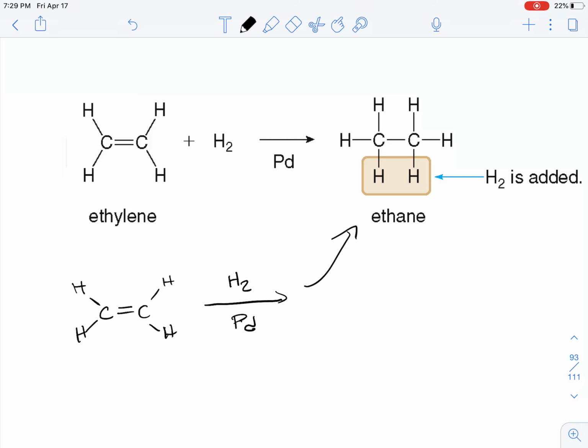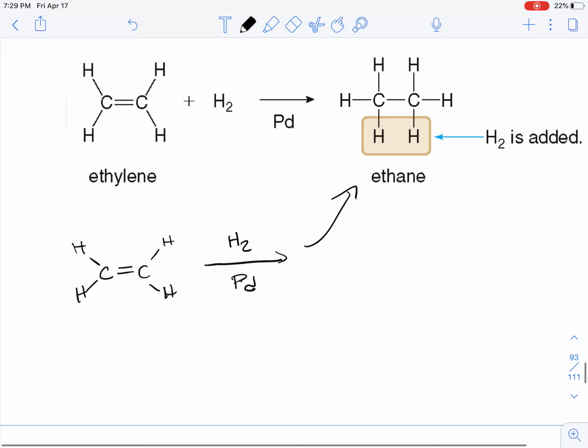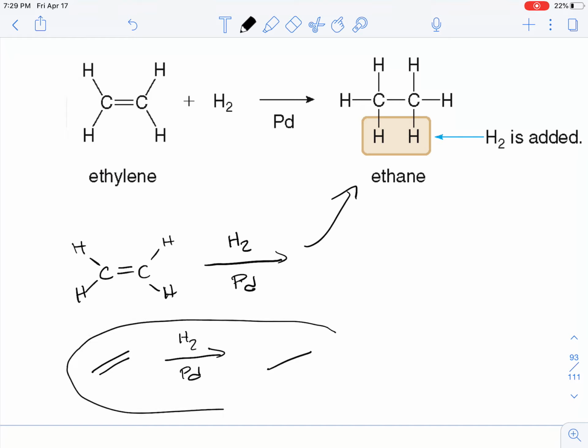Now, how would this look in terms of a skeletal structure? Well, if you have ethylene, you just have a double bond and two carbons. And then you're going to put in H2 and palladium. And what you get is an alkane. And so this is what you would draw as a skeletal structure if it was ethylene that you are starting off with and producing ethane.